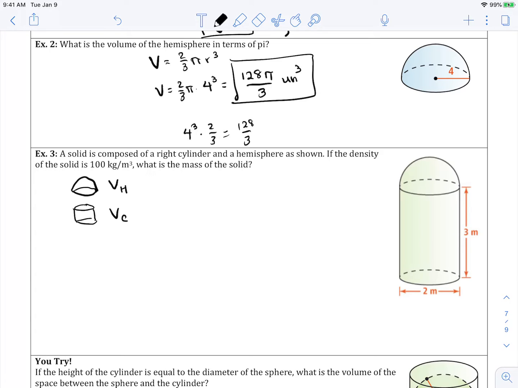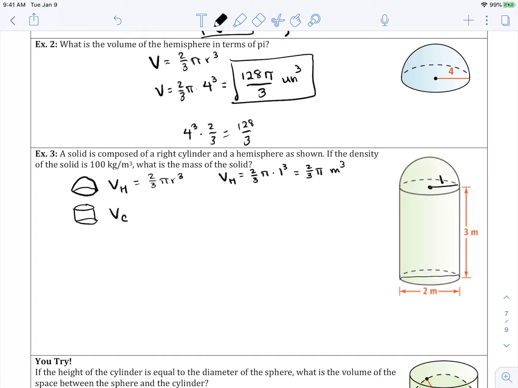It's kind of a little drawing to help me out. So to get the volume of the hemisphere, we know it's 2/3 pi r cubed. Now we're given the diameter. The diameter is this distance across, so the radius is going to be half of that. So the radius is going to be 1. So the volume of the hemisphere is going to be 2/3 pi times 1 cubed. I'm going to leave this in terms of pi to start. So 1 cubed is 1. So we have 2/3 pi as our volume of the hemisphere, and that's in meters cubed.